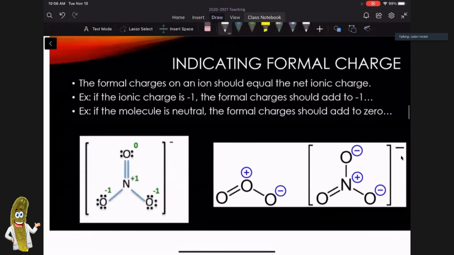As far as indicating formal charge goes, I prefer this method here, where once you finally have your finalized structure, you put square brackets around the entire thing, and then in the top right corner indicate what the charge of that thing is. So in this case, we're looking at NO3, and you've worked with NO3 quite a few times.